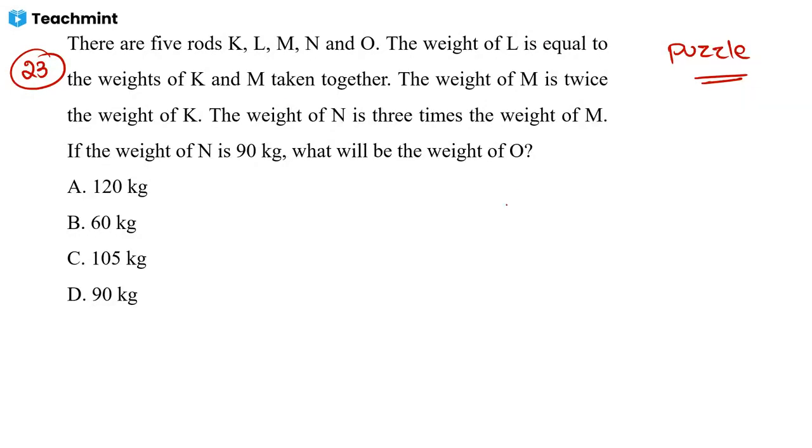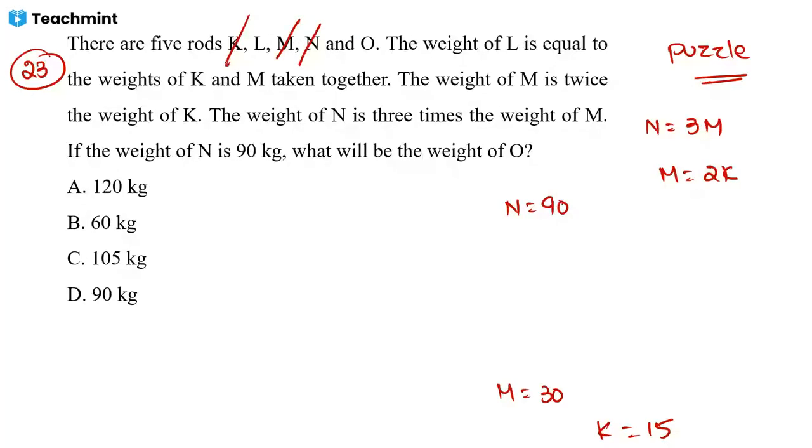N is 90, directly they have given. N is 3 times M, so M will be 30. M is twice of K, so K will be 15. So M, N, K. Okay. L is K and M together, so we got 45. So L is also completed.